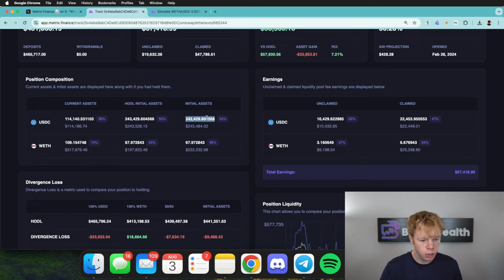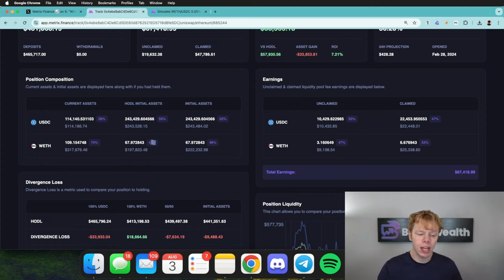They started with 243,000 USDC and 67.97 Ethereum. That was worth $243,000 on the USDC front and $222,000 on the Ethereum front. They basically deployed roughly 50-50 of each asset. Now, if they were to hold those assets in the market, they would have a ratio of roughly 55% in USDC and 45% in Ethereum.